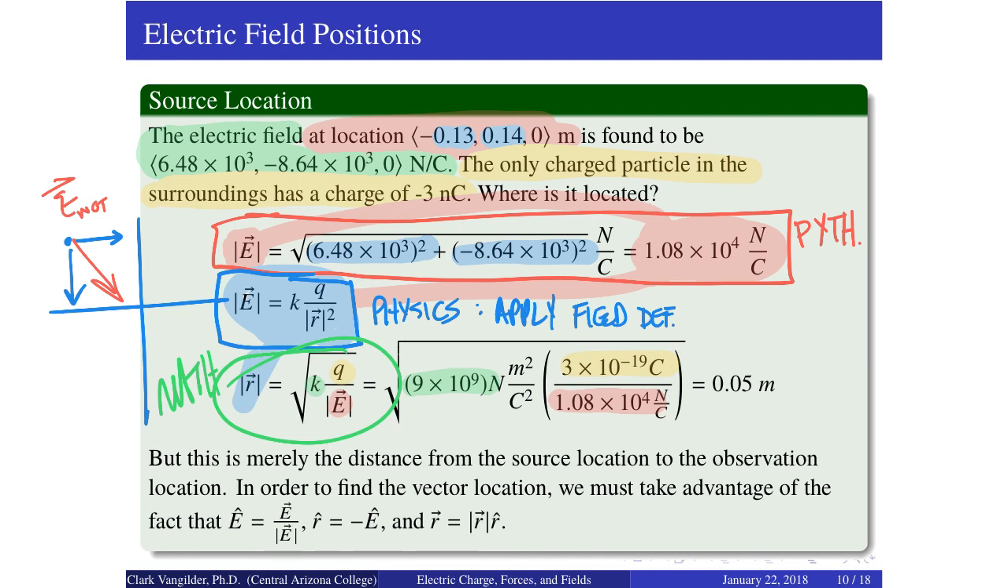And so we're able to find out, oh, it's 5 centimeters away, I guess. So I just want to emphasize the way that this works out. It's just the distance. It doesn't tell me location. So in order to find that, we've got to take advantage of something.